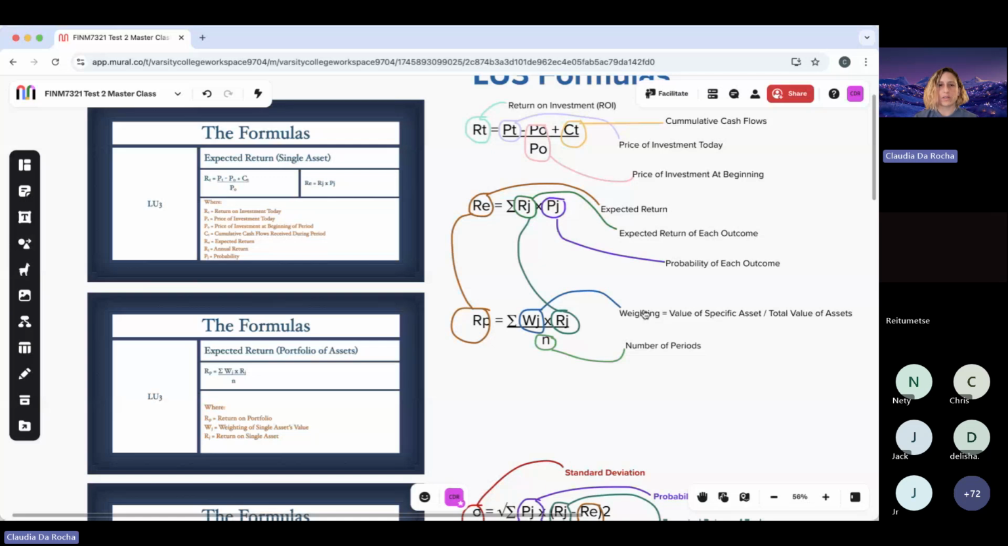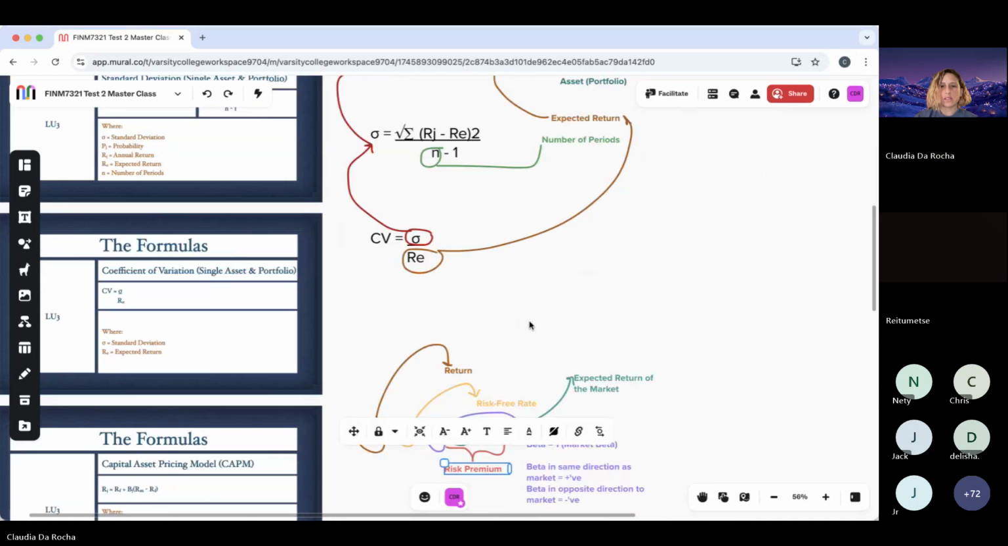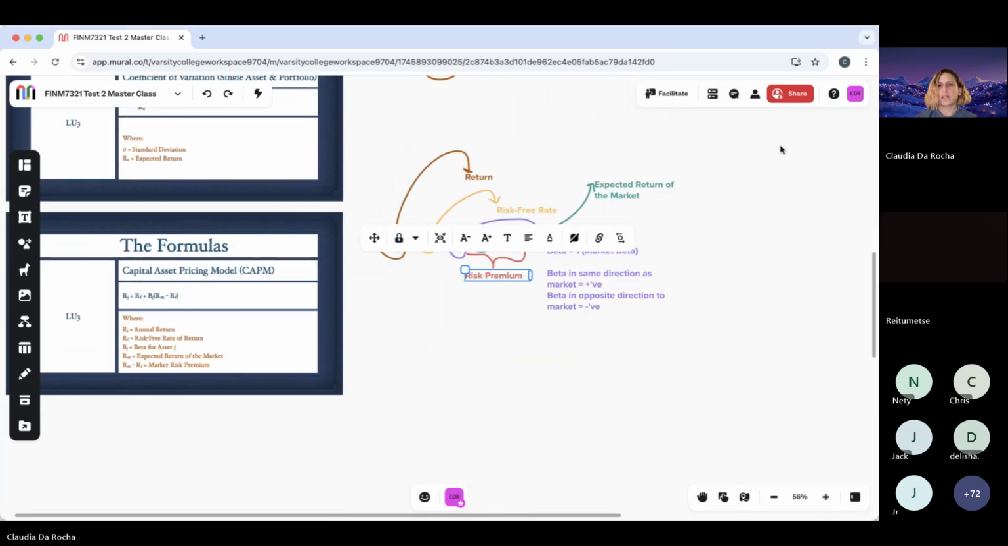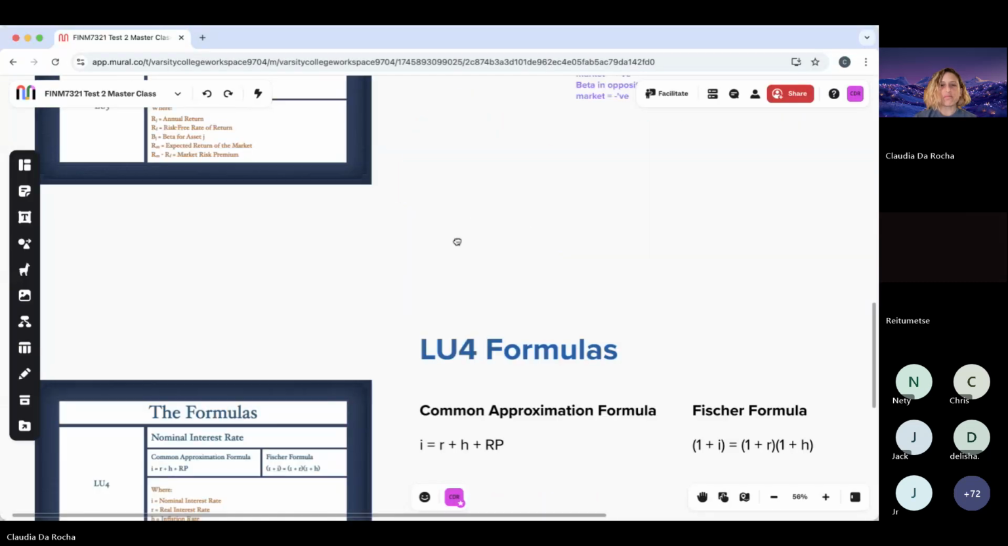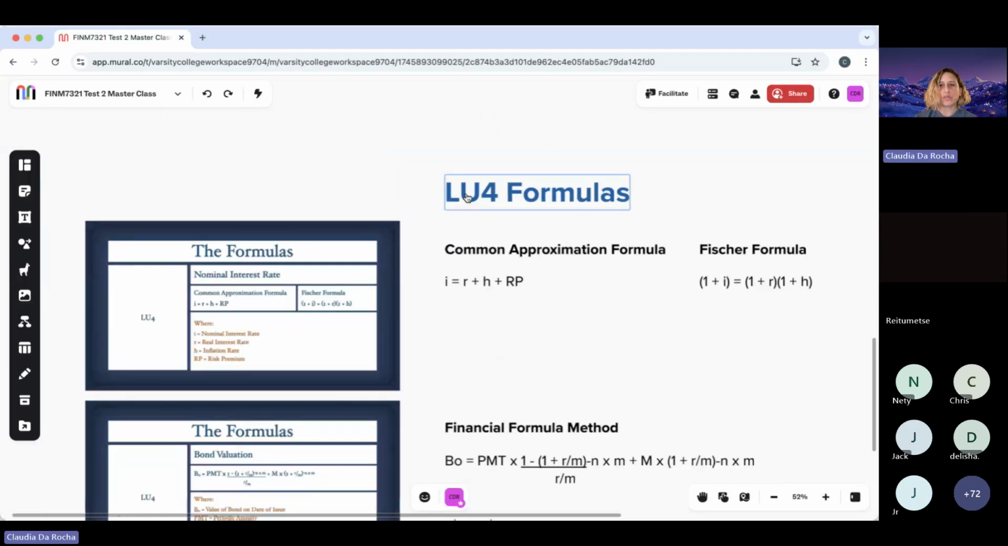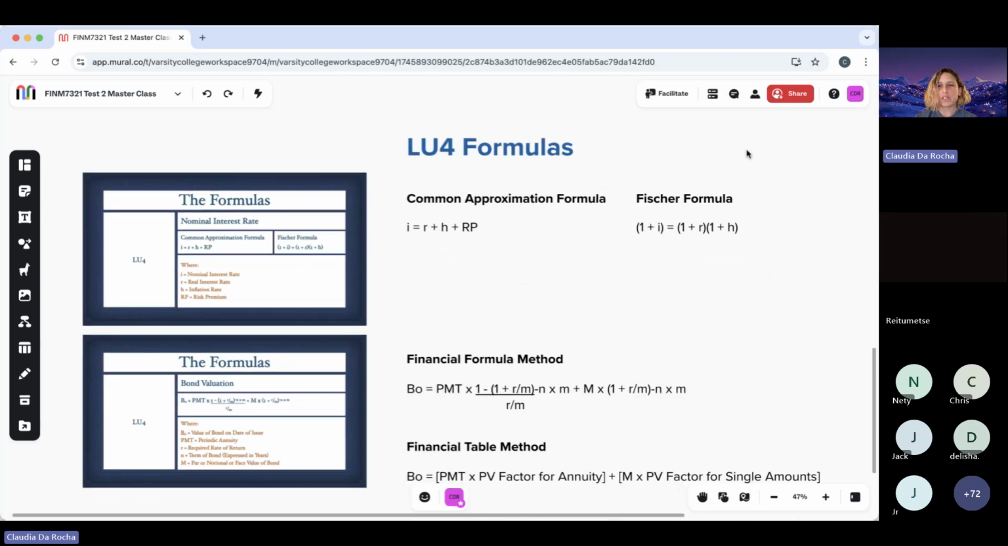Cool. All right. So let's go to the next set of formulas. All right, so LU4 or Learning Unit 4 formulas that we have.